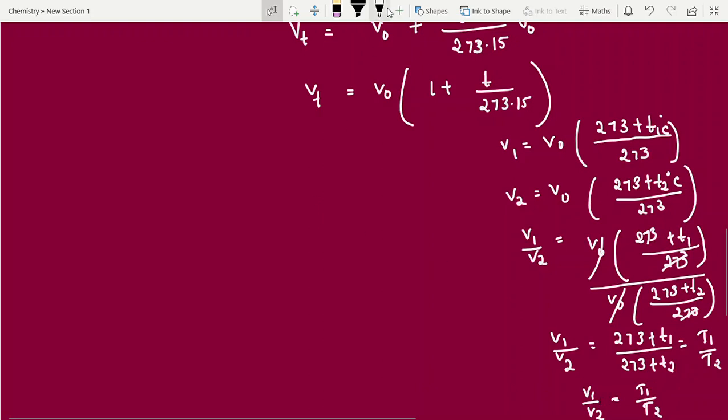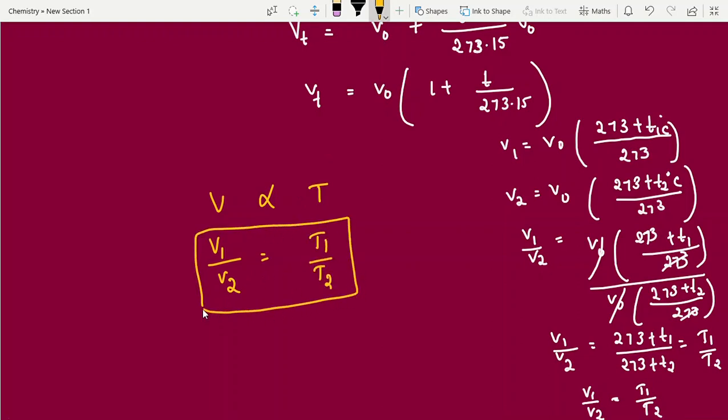So finally, what is this? Volume is directly proportional to temperature. V1 by V2 equal to T1 by T2. This is Charles' law.